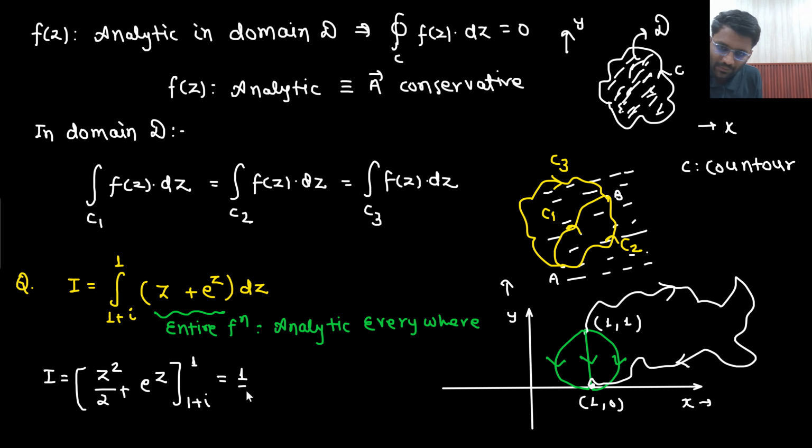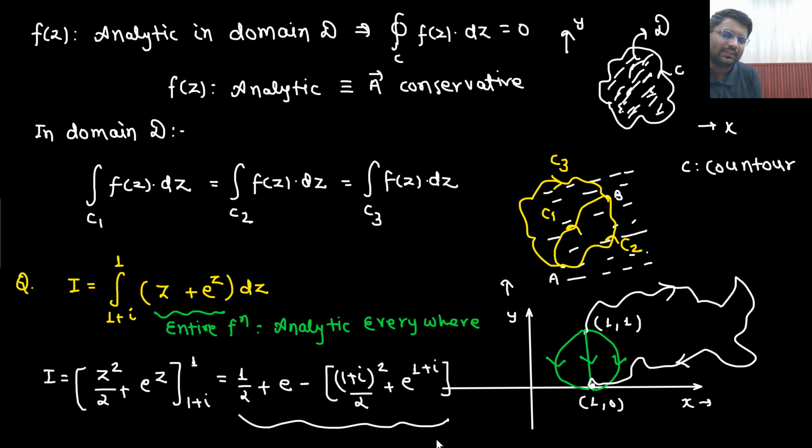Put the value: 1 by 2 plus e to the power 1, then minus (1 plus iota) square by 2 plus e to the power 1 plus iota. Although the final result is not important, I am just telling you that this is how you can solve. This is the answer that you are getting. So no matter whichever path you take, that's not a matter of concern. Understandable? Let's see more questions. With questions, you will have good enough practice.